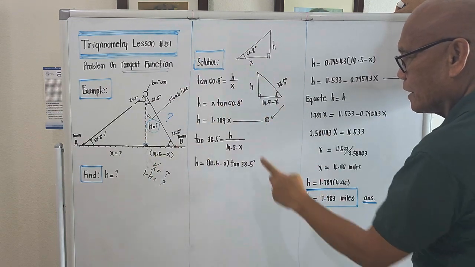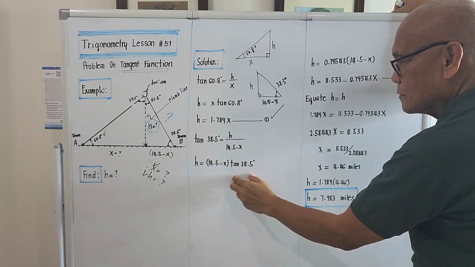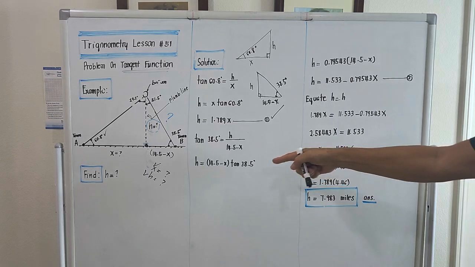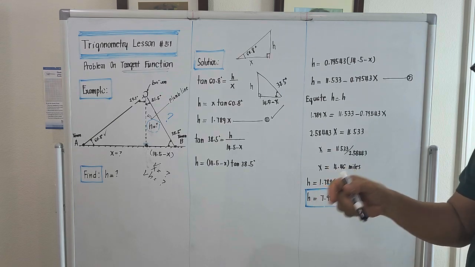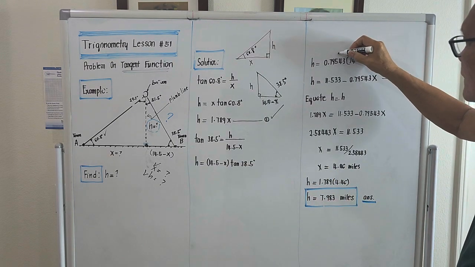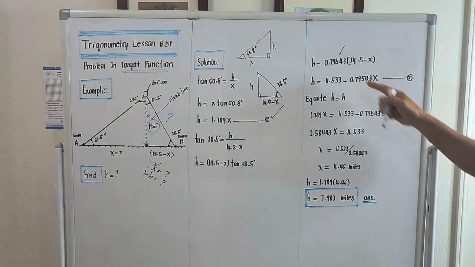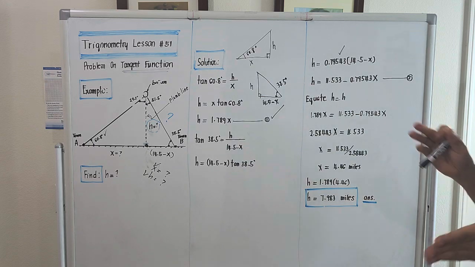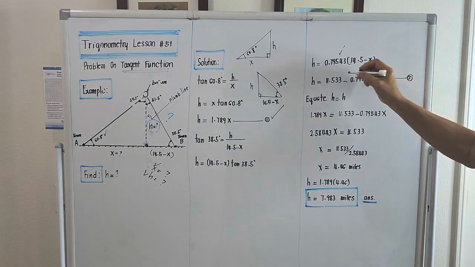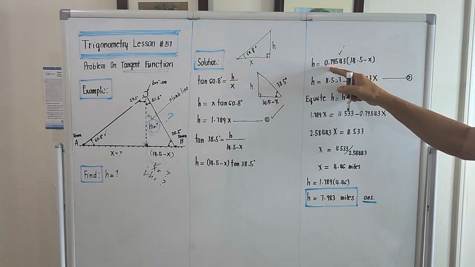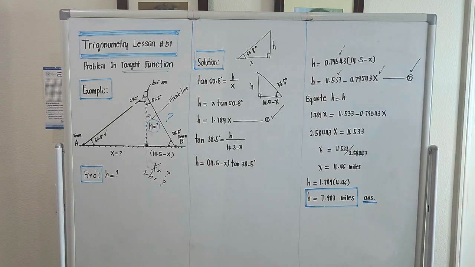Okay, simplifying this one, h now will be the product of 14.5 minus x times tangent, or h will be equal to the tangent of 38.5. 38.5 is less than 45, so the tangent value is less than 1, and the value is actually 0.78543 times the quantity 14.5 minus x. Expanding this, it's the so-called distributive law, right? 0.79543 times 14.5 will be 11.533. 0.79543 times x will be negative 0.79543 times x. We call this equation number 2.